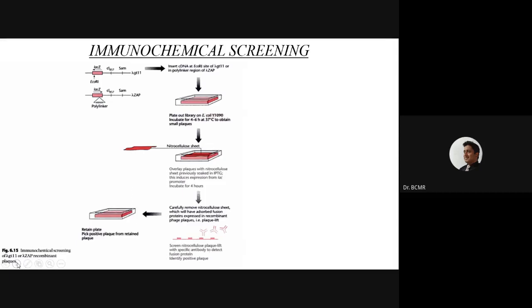Okay, so why we are talking about it is we are going to use antibody immunochemical screening, and if you are going to use antibodies, there must be some expression of the gene. Only then would the protein have formed, and then we can use antibodies to identify the proteins.